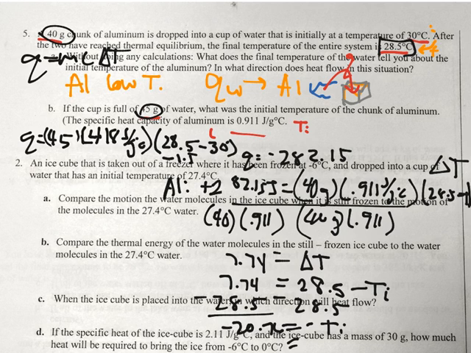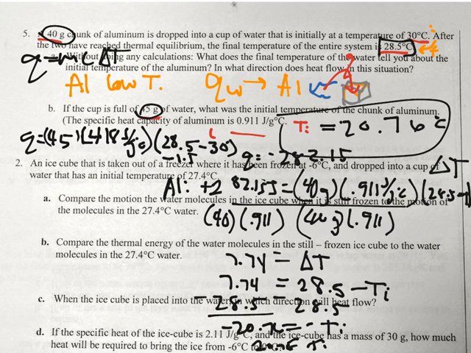But since they're both negative, it started at 20.76 as its initial temperature, much colder than water, and it cooled the water down by about 1.5 degrees. So your T initial, to restate, is 20.76 degrees Celsius.